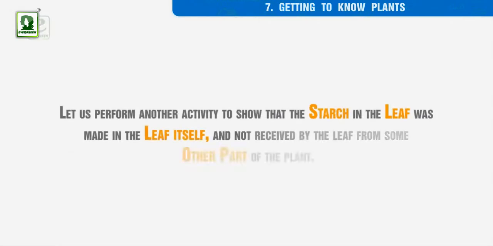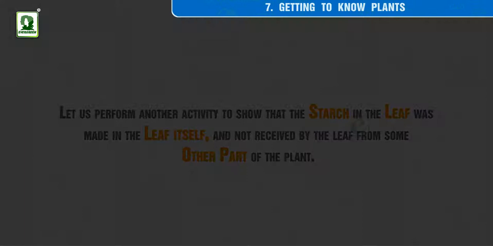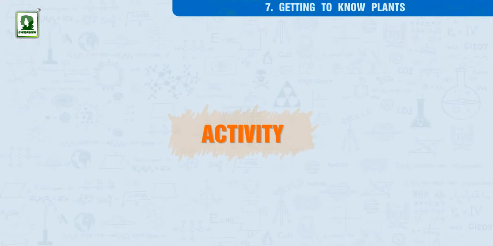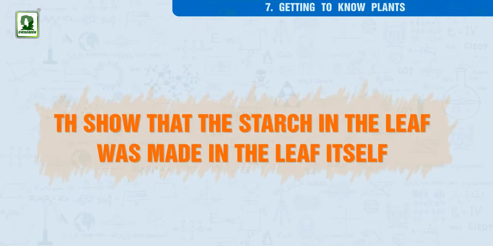Let us perform another activity to show that the starch in the leaf was made in the leaf itself and not received by the leaf from some other part of the plant. Activity to show that the starch in the leaf was made in the leaf itself.